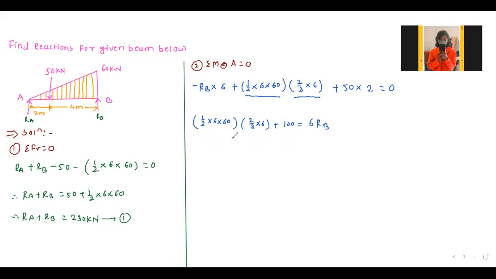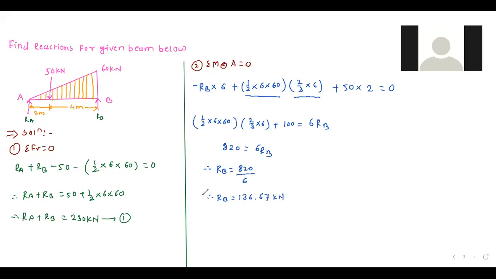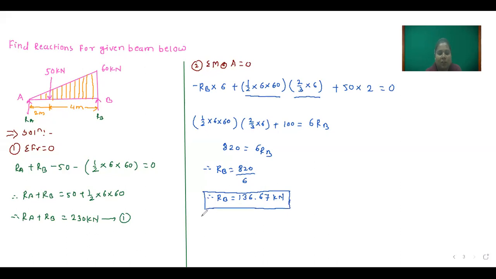Ma'am, 820. Yes, 820. Please repeat once again. 820. Yes, ma'am. 820, which is equal to 6 RB. So therefore RB is equal to 820 divided by 6, and therefore RB is equal to how much? 136.67 kilonewton.